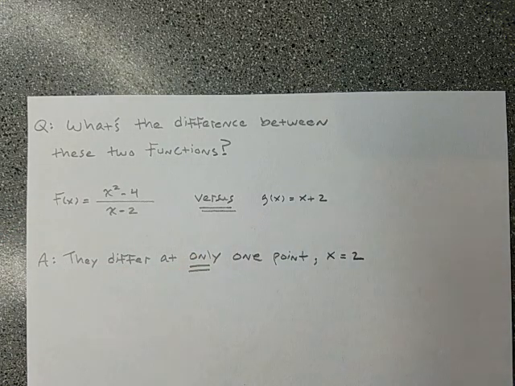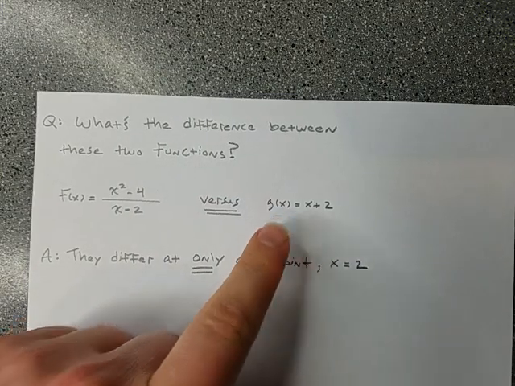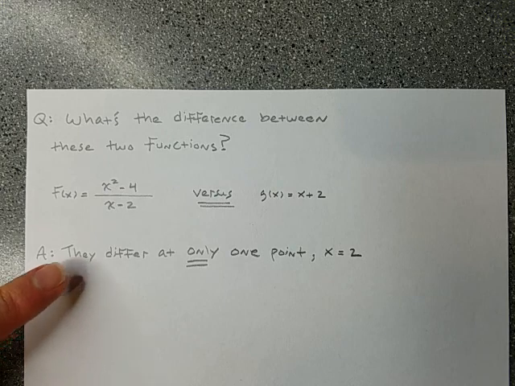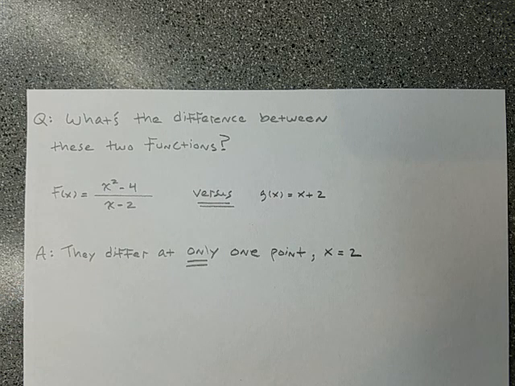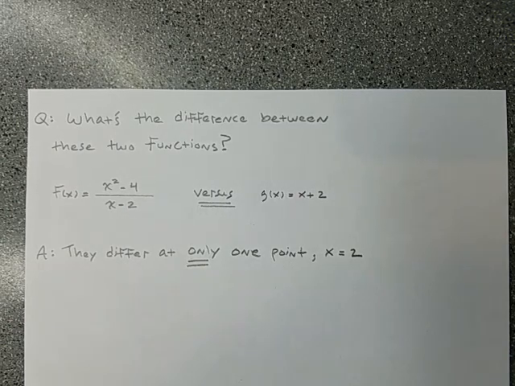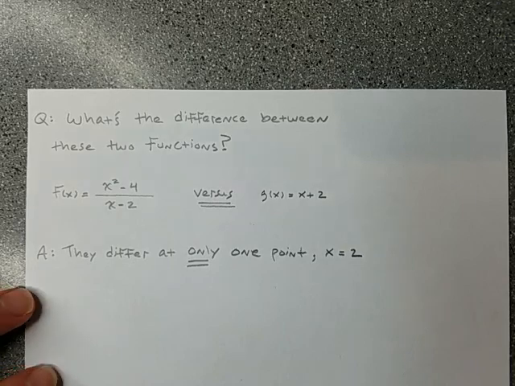Well, they certainly look different. I wouldn't say that this one has much resemblance to that, but what is the difference? They differ only at one single point. These are actually almost identical. They differ only at the point where x is 2. So how am I justified in saying that?